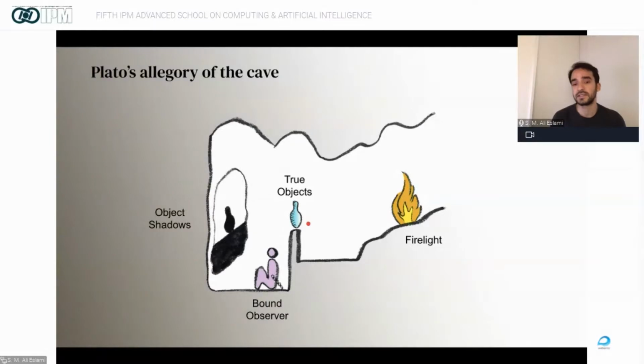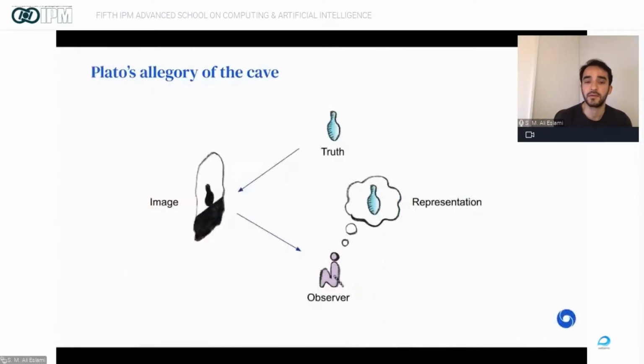And he was using this allegory to explain what it feels like to try and understand reality given the limited perceptions that we have of it. And I really like this allegory because it has very strong connections, I feel, to what it's like to do computer vision. And I'll explain in a second how.